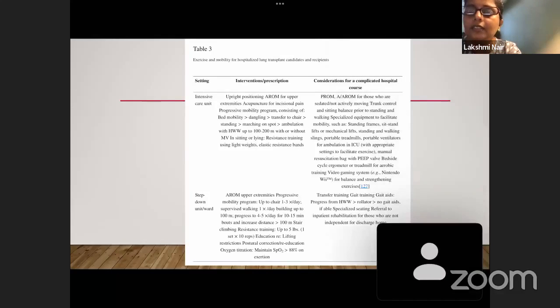So this is an excellent article, which, as I said, is freely available online. For the intensive care unit, they have given a specific progression: bed mobility, dangling, transfer to chair, standing, marching on the spot, ambulation with the walker. The second one is the step down unit: 1 to 3 times up to chair, 1 to 3 times a day, supervised walking 1 to 3 times a day, build up to once a day 100-meter walking, progress to 4 to 5 times mobilizing to chair. So like that, it gives a proper idea of how to progress.